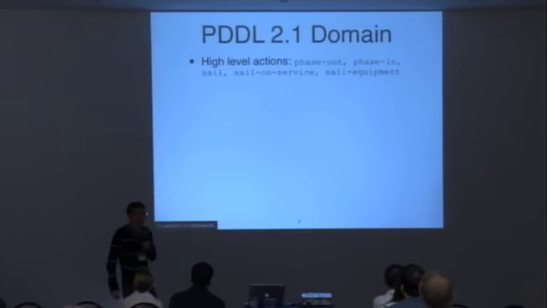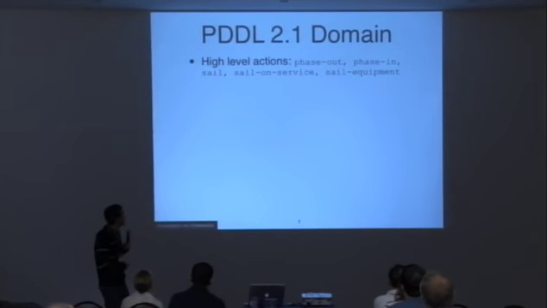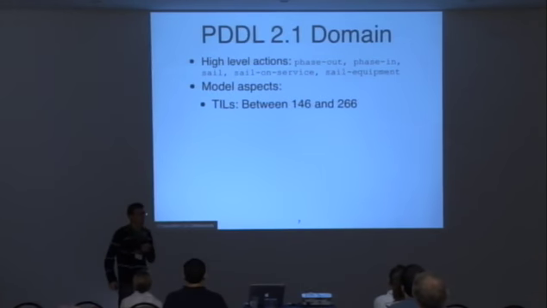Let's take a look at the PDDL 2.1 domain. We have several high-level actions. The phase-out, this is when you leave a service. This is a phase-in, that's when a vessel joins a service. Sail, so that's just moving between two ports at some cost. Sail on service, that's when you move between several ports doing the sail on service opportunity at extremely low cost. And sail equipment, that's also moving between two ports but with a different cost structure than the sail on service.